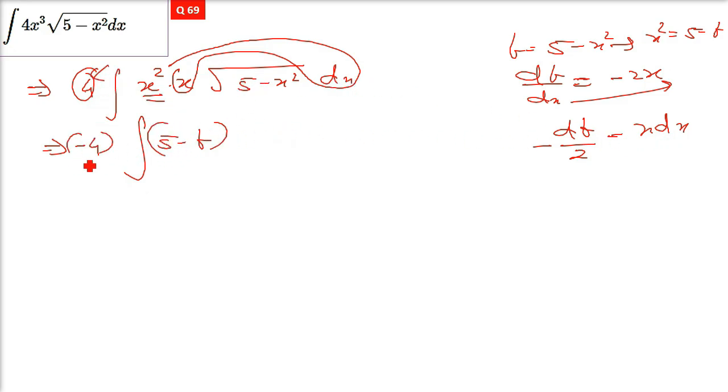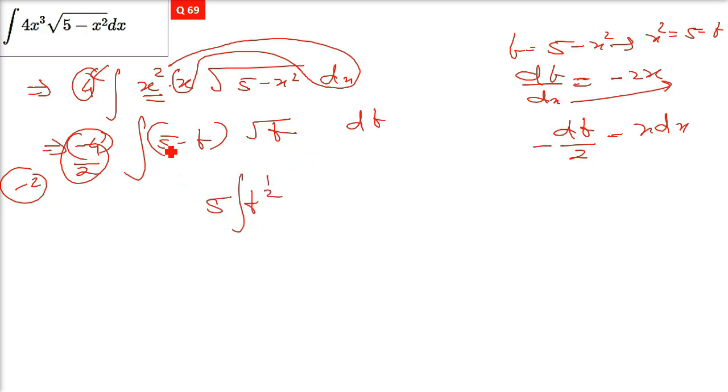So minus 4 multiplied by this negative dt by 2 will be negative 4 by 2, so negative 2. (5 minus t) under root, and under root 5 minus x square is t, so under root t it will be. Now let's multiply. 5 under root t is t to the power half, so 5 I am taking outside, t raised to half. Now multiply t with under root t, so t into t to the power half is t to the power 3 by 2. This is integrated with respect to dt, and negative 2 we will deal with later.